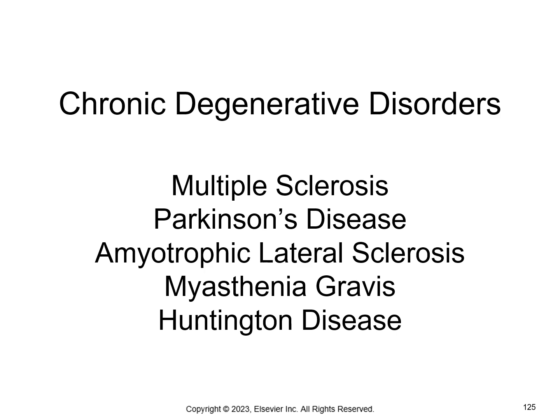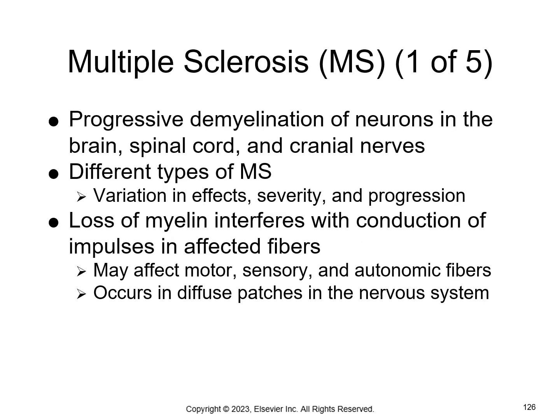And then next we'll talk about chronic degenerative disorders. First is multiple sclerosis. So multiple sclerosis is the progressive demyelination of neurons in the brain, spinal cord, and cranial nerves. There's multiple types of multiple sclerosis that vary in severity, effects, and progression. The loss of myelin interferes with the conduction of impulses in the affected fibers. So this can affect motor, sensory, and autonomic fibers. It occurs in diffuse patches throughout the nervous system.